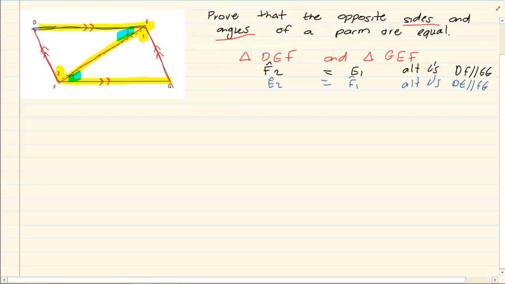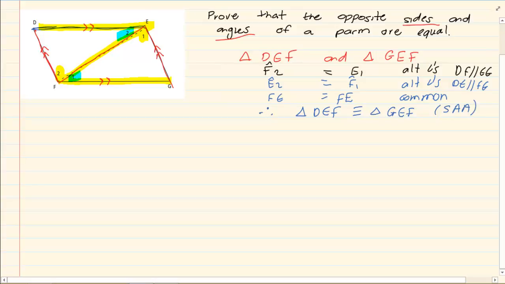Then I have a common side. FE is equal to FE. It is common. It's in both the triangles. Therefore, the two triangles are congruent to each other. And my reason is side, angle, angle. I've been given two angles and a side that's equal.